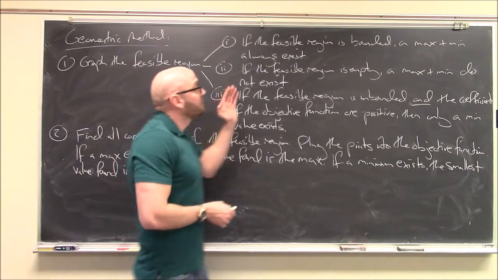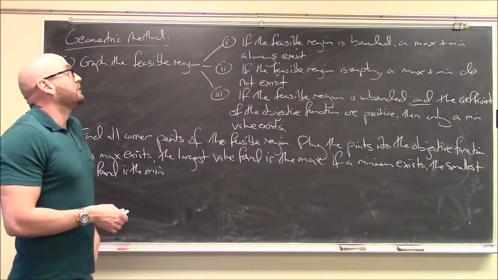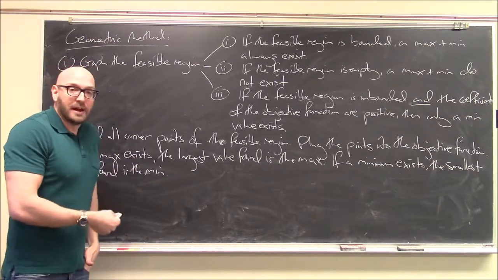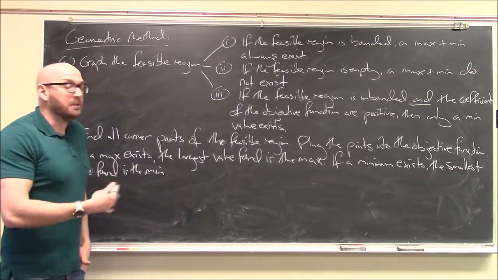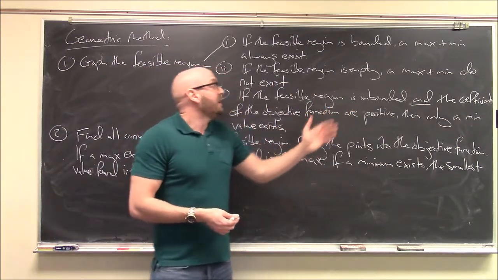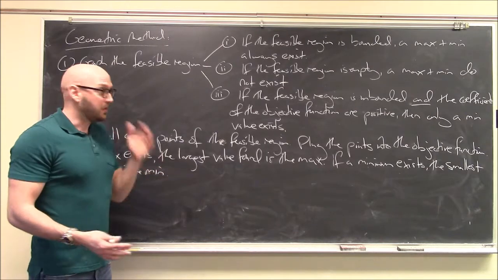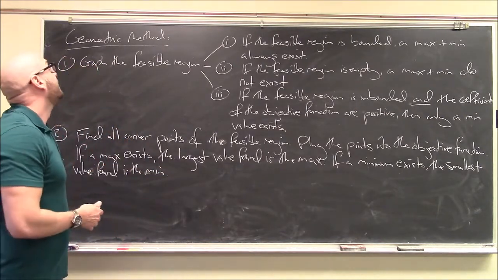Two, if the feasible region is bounded, so we talked about bounded and unbounded feasible regions last time, then you're guaranteed that a maximum and minimum always exist, and you can proceed and find them. If the feasible region is empty, this can happen, then a maximum and minimum don't exist. You can just say they don't exist, and you can stop doing the problem. They don't exist, you're done.